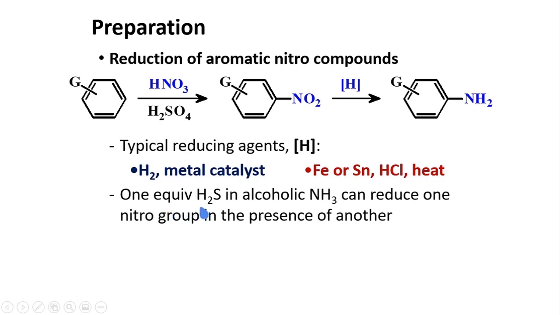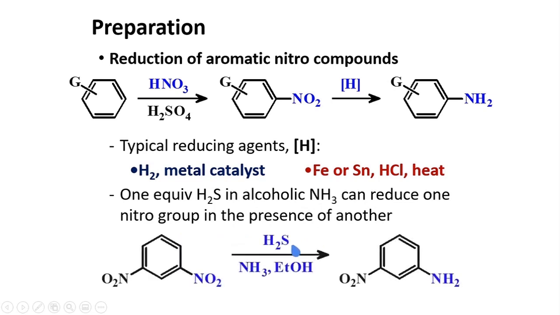One equivalent of hydrogen sulfide in alcoholic ammonia can reduce one nitro group in the presence of another, such as in this case. This reduction can be obtained in 70 to 80% yield.